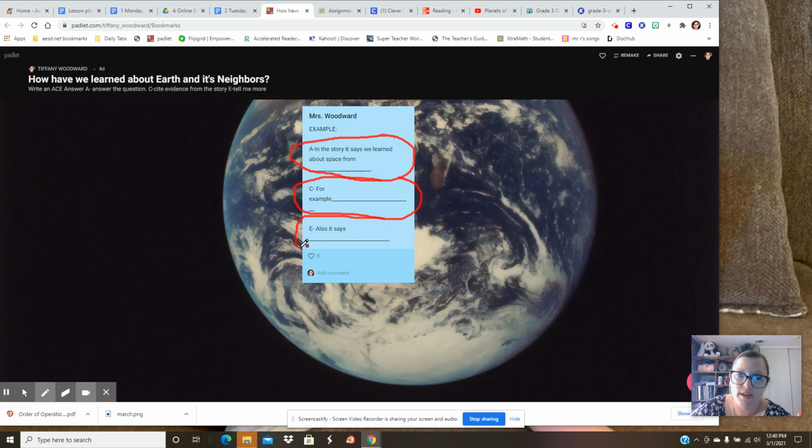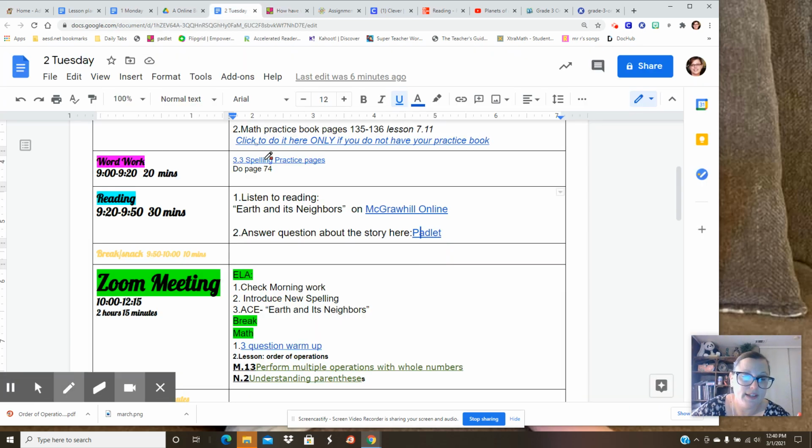And then also give me another example. What's another thing in the story that we learned about space from? So we're trying to figure out, how do we learn about space? What helps us? We talked about this in class. You should have 3 sentences in your answer, and then it should be on Padlet. After you write your 3-sentence answer on Padlet, then you are done for the morning.